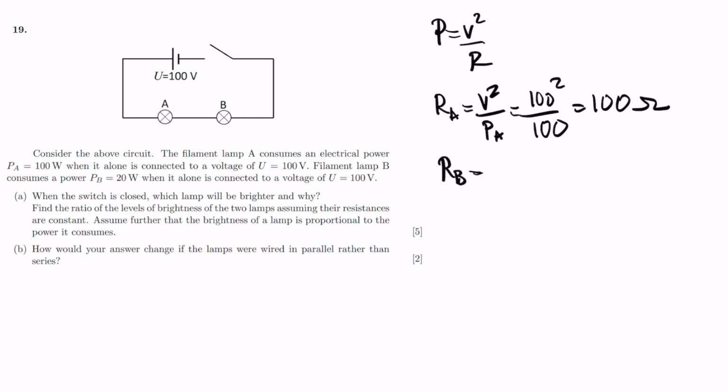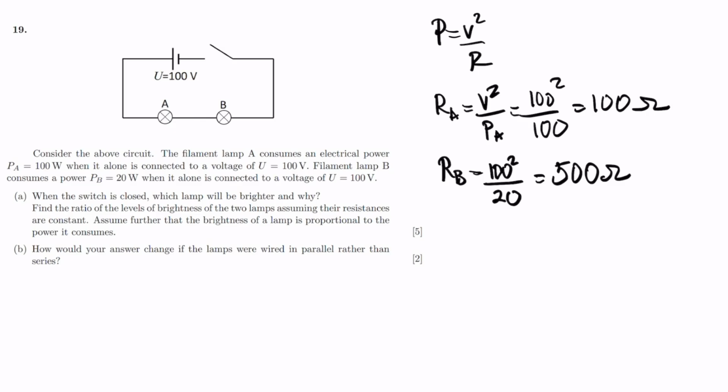So RB will be exactly the same, 100 squared over the power of B, which is 20. That will be 100 squared over 20, which is 500, like that. Okay, so then we can just compare the actual two powers.